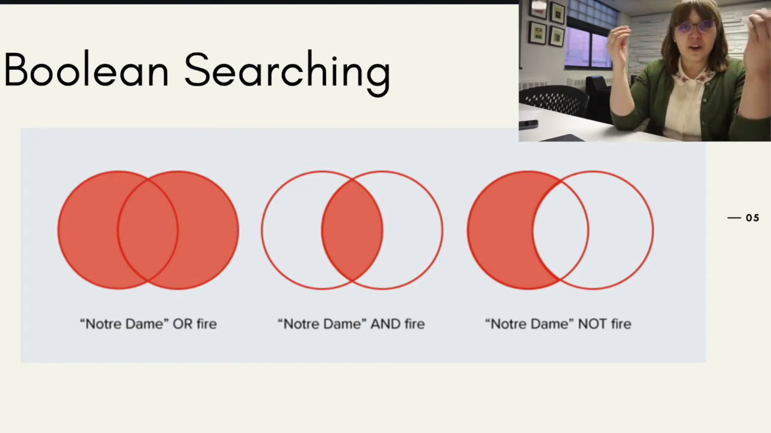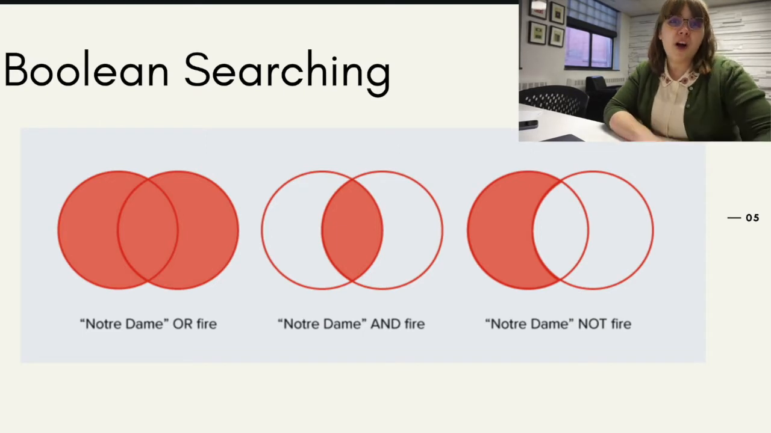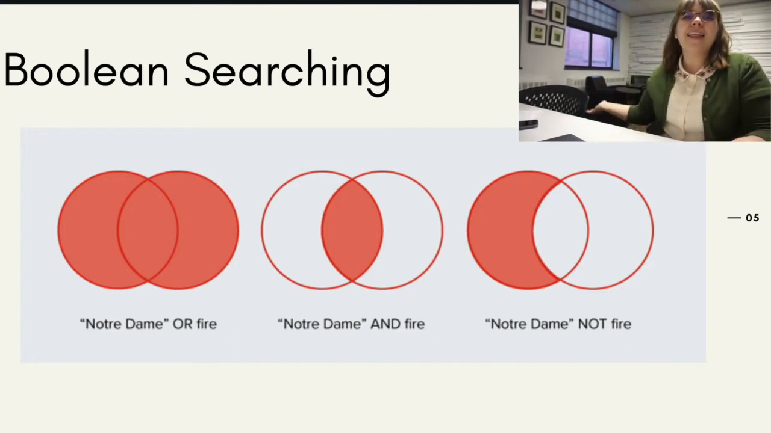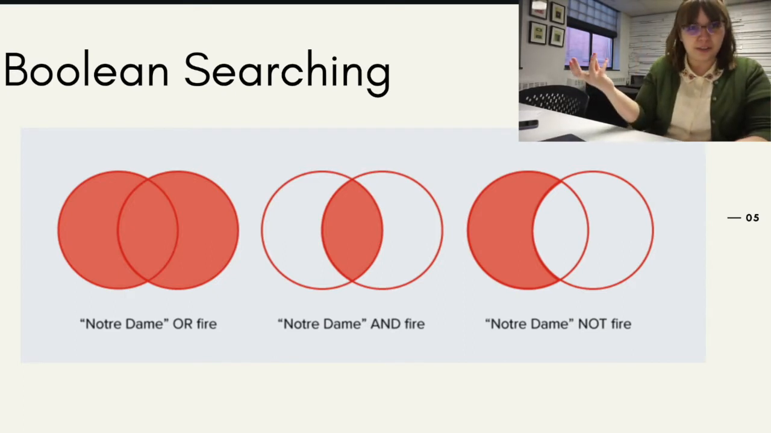And then that not is going to be also really helpful for narrowing your results. So say you're doing a research paper on physical education in the United States, but you don't care at all about basketball, for instance. So you could do physical education and the United States, not basketball, and that'll cut out any result that includes the phrase basketball in your search results.